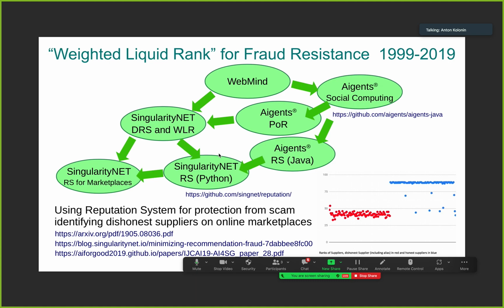One of the applications we made with SingularityNET for marketplaces was to apply this weighted liquid rank algorithm as a tool for fraud resistance. We implemented a proof of concept reputation system in Java and in Python, and ran a massive computer simulation to see how large marketplaces behave, where people sell and buy goods, and where people suffer from scams and reputation gaming by agents or sellers acting dishonestly, selling low quality goods with the reputations of these goods or their own trading accounts artificially pumped up by botnets.